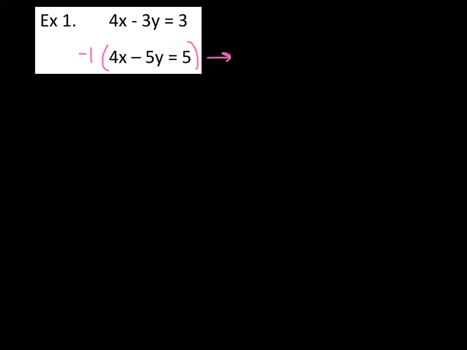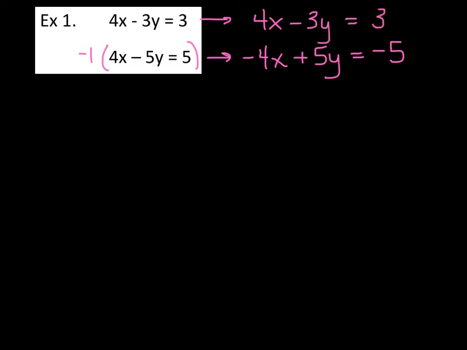So when I do this, I'm going to get negative 4x. Then negative 1 times negative 5y is positive 5y equals negative 5. You want to recopy your other equation right on top of it. So 4x minus 3y is equal to 3 is my top equation. Now you can see right here that what I have created are opposite coefficients, opposite terms.